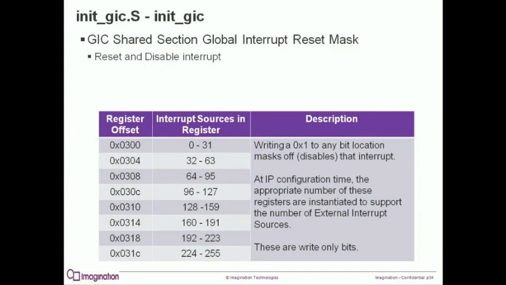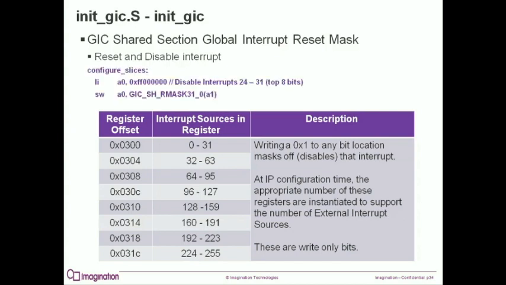The code that follows configures the interrupts one section at a time. First, it will configure interrupts 24 through 31, then 32 through 39. The code disables interrupt sources 24 through 31 by writing a 1 to bits 24 through 31 in the first global interrupt reset mask register.